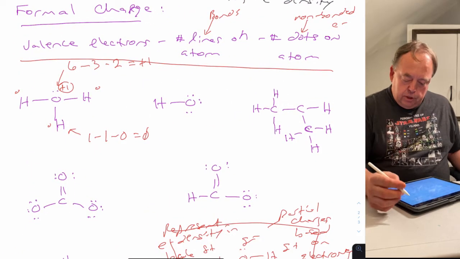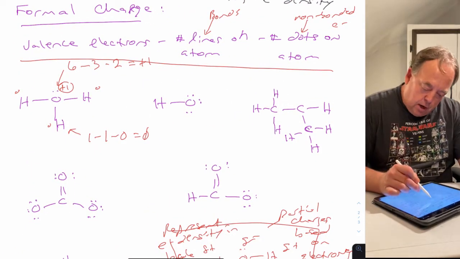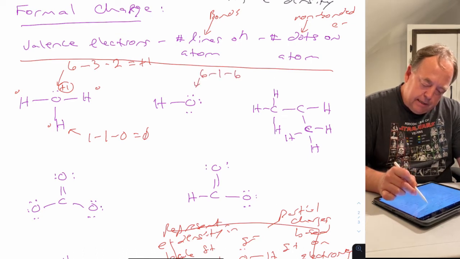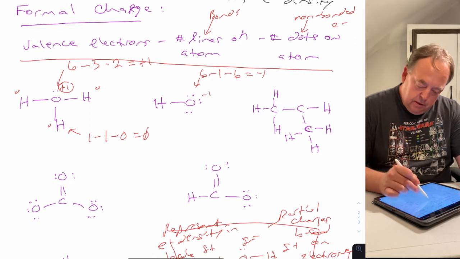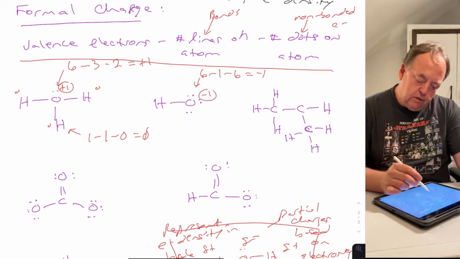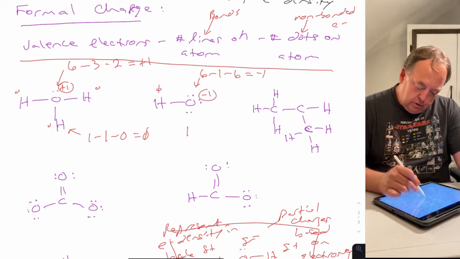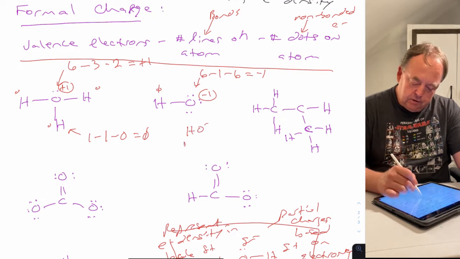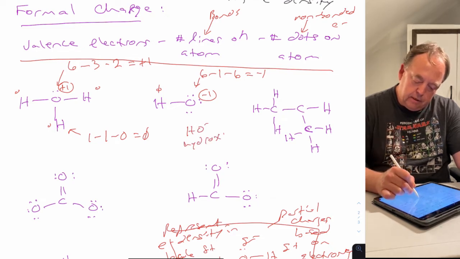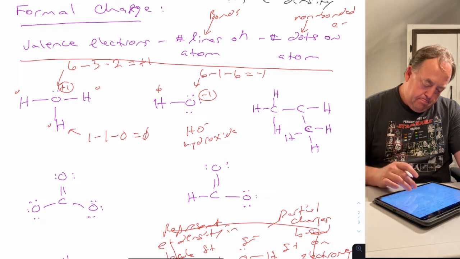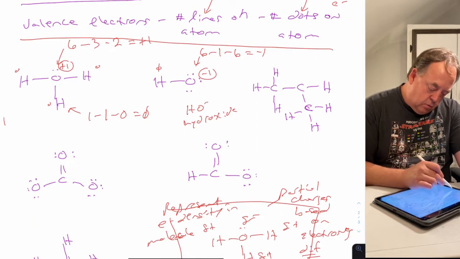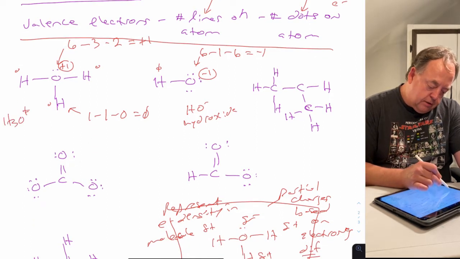Okay, so if we do formal charges for these other structures, so oxygen, 6 valence minus 1 line minus 6 dots equals -1. So that oxygen's -1 charged, and hydrogen's 0 charged, so this is HO minus, or hydroxide, if you remember your polyatomic ions. And this, the one we just did, would be H3O plus, it's hydronium.